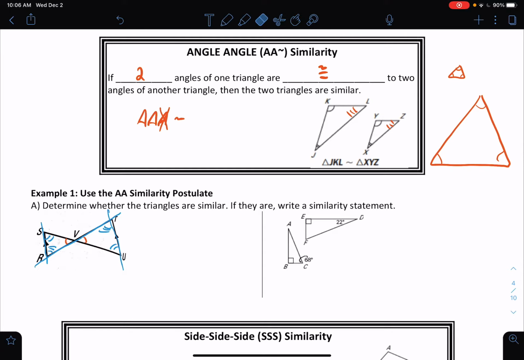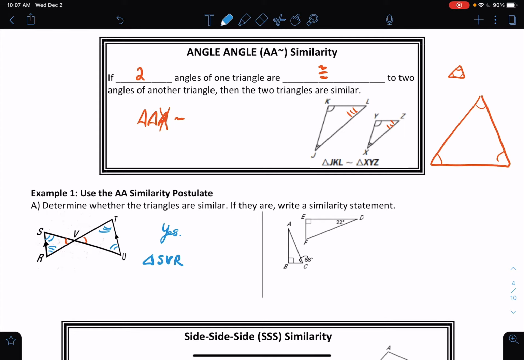So again, we don't need to show all three of those angles. Two would have been enough, but I'm just showing you how we can prove all those angles congruent. We've got vertical angles, and because of those parallel lines cut by a transversal, we have alternate interior angles. So do we have enough here? Yes, we do.